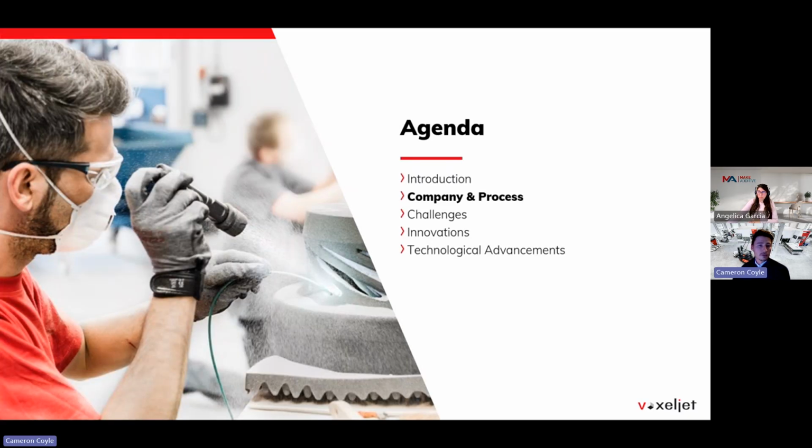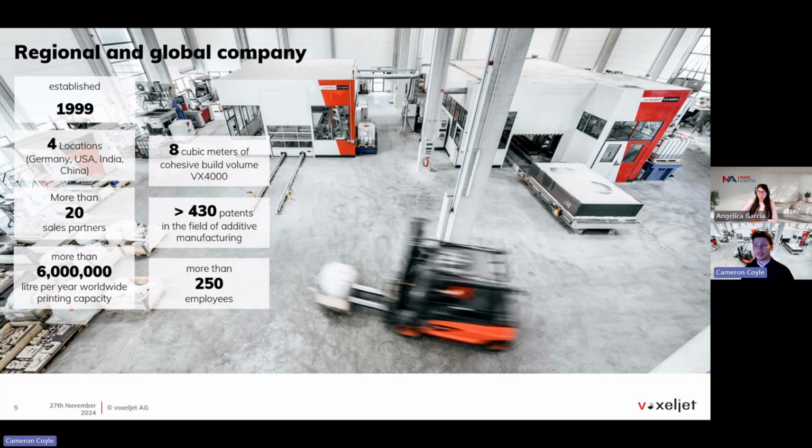So briefly, just to cover VoxelJet as a company. Some of you may have heard of us before. We've been around since 1999, and today we are a global 3D printing company with 4 locations. The headquarters is based in Germany, where we hold all of the R&D, the assembly, and our service center also to supply customers with the 3D printed parts. And then we also have facilities in the US, India, and China.